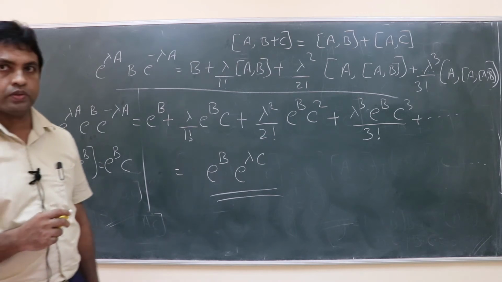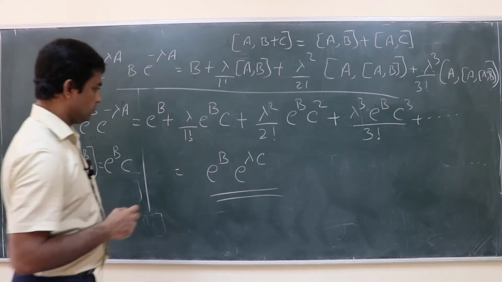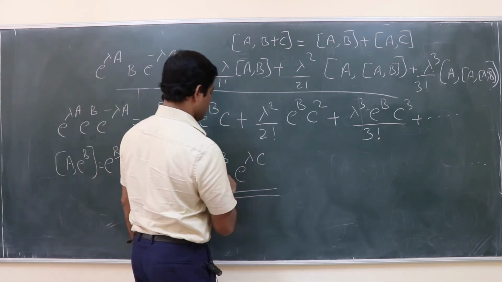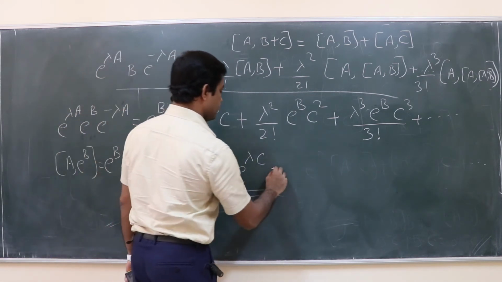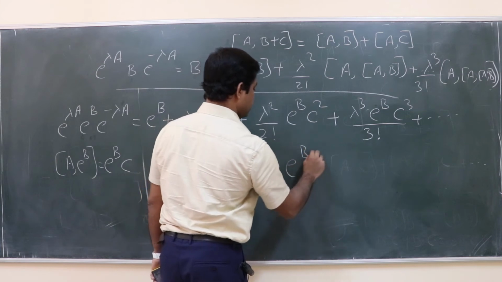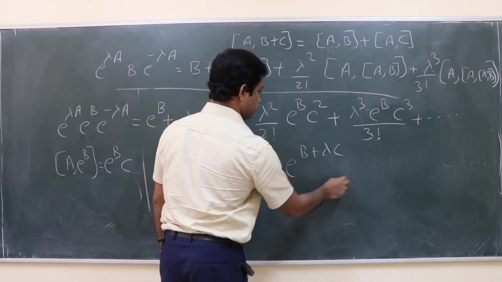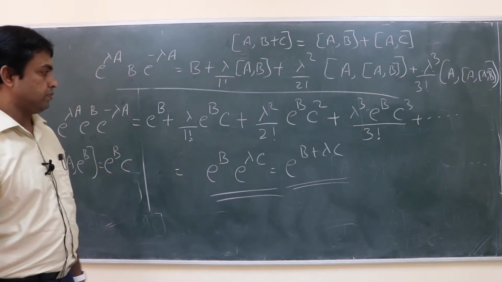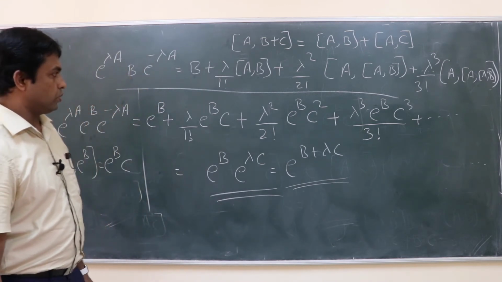Sir, can we write it as e to the power b plus lambda c because b and c commute? This is obviously because b and c commute, so I can write this as e^(b plus lambda c). No issue. Okay, so that you can do.